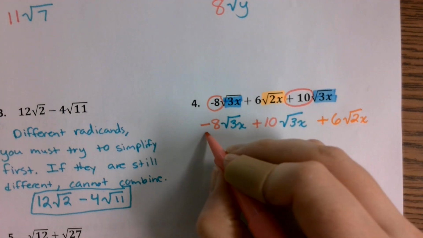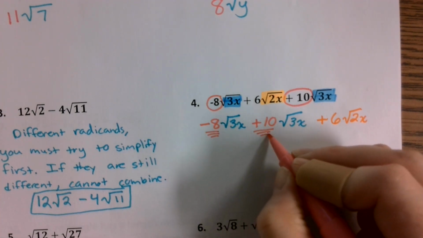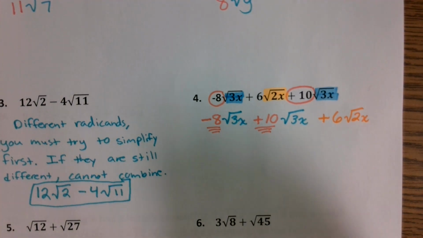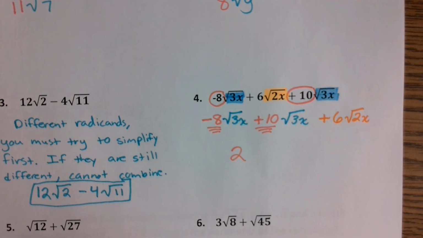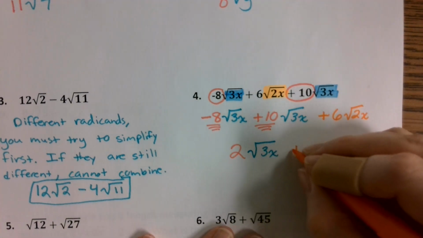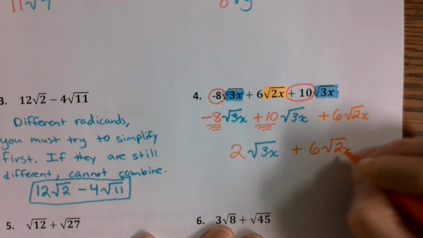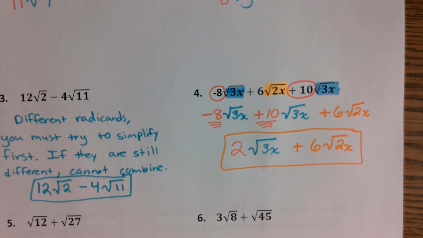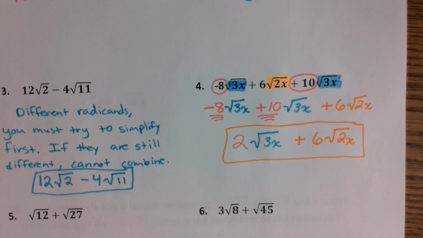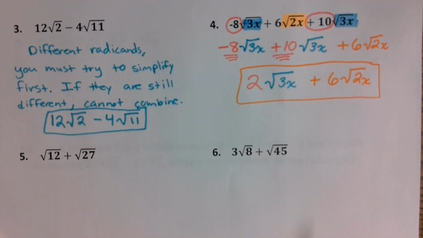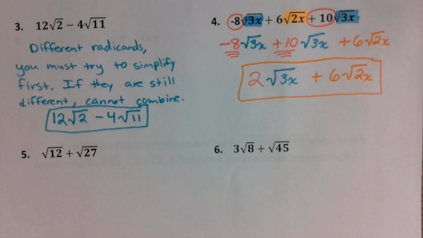All right, so I'm going to focus on adding this negative 8 plus 10. What's negative 8 plus 10? 2. So we get 2 square root of 3x plus the 6 square root of 2x, and that's our final answer. Okay, it doesn't just have to be numbers or just variables. It could be a combination of number and variable that create a like term. All right, let's take a look at problem number 5.